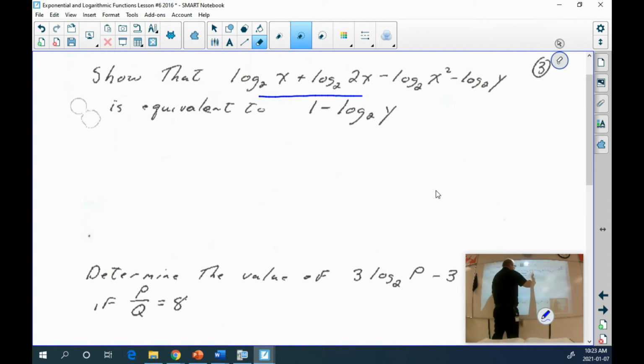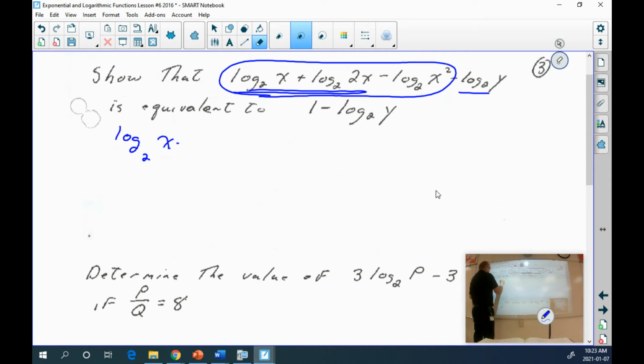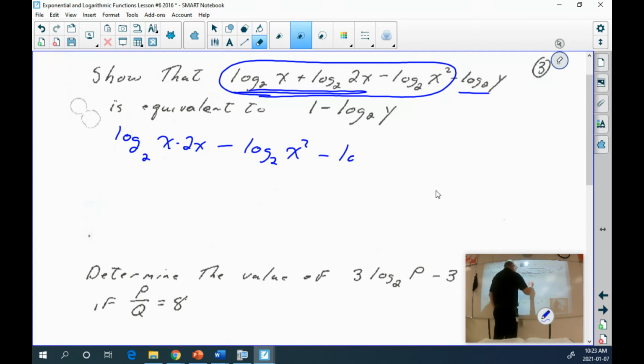It looks like they want us to simplify this and just leave this guy alone, because it's equal to or equivalent to 1 minus log base 2 of y. So if we can get that thing that I've got circled down to equal to 1, that would be a good thing. So I am going to work from left to right. I'm going to take these two guys, x times 2x, so the product of the quotients, the logarithm of that product of the quotient. I'll leave this guy alone for now, and I'll just write this guy, make sure he comes along for the ride.